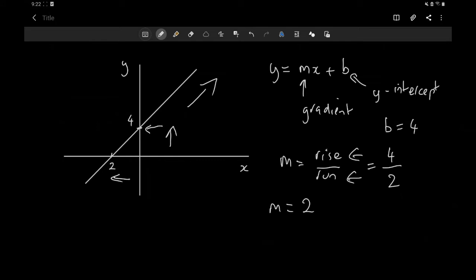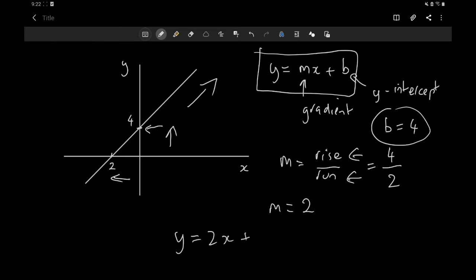So now we have everything that we need. All we've got to do is plug it into our y equals mx plus b formula. So let's do that. So we know y is equal to m, which we know is 2. So there's an x there, plus b, which we know is 4. And now we have your answer. So the equation of that line there is y is equal to 2x plus 4.